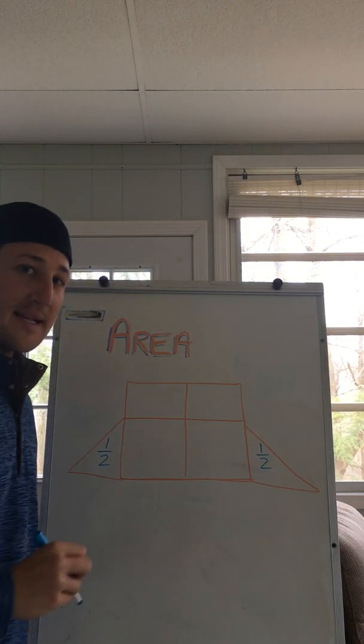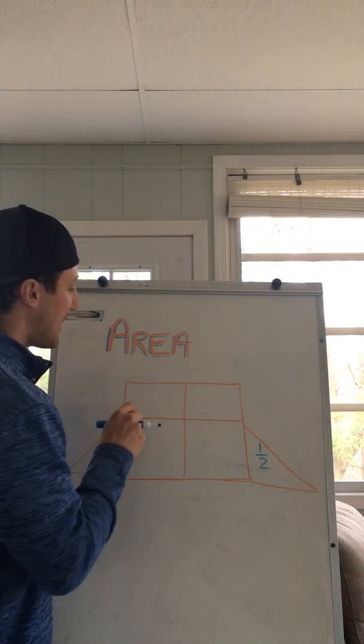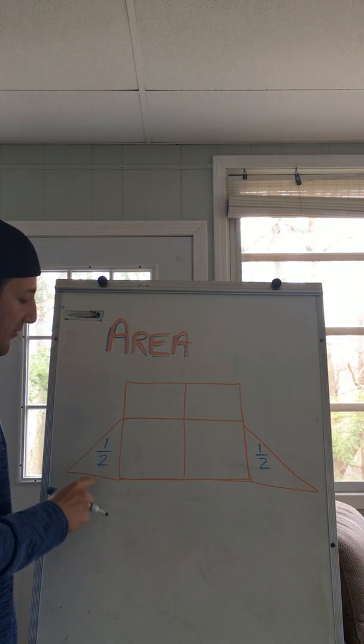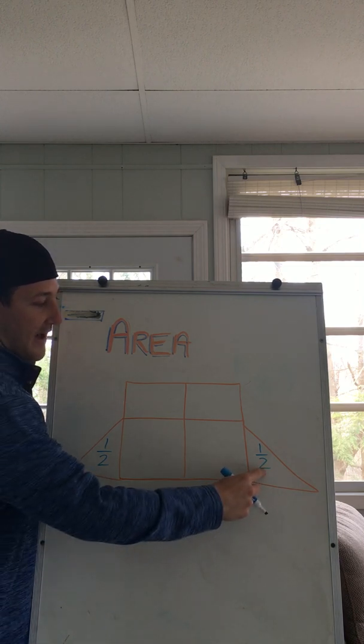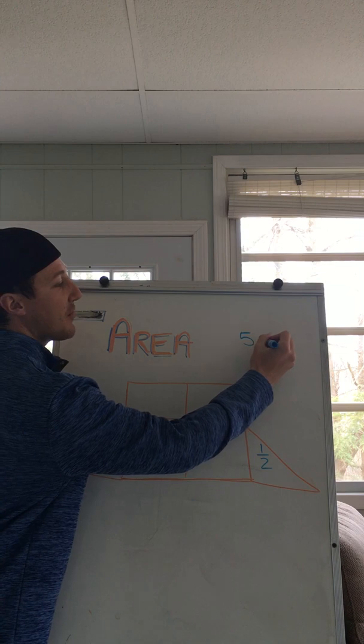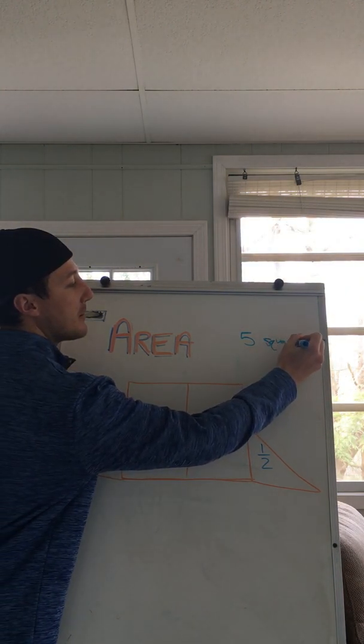So now if I'm going to count my unit squares, I know that I have 1, 2, 3, 4, and then I have 4.5, 5. So if I'm counting that, I know that I have 5 square units.